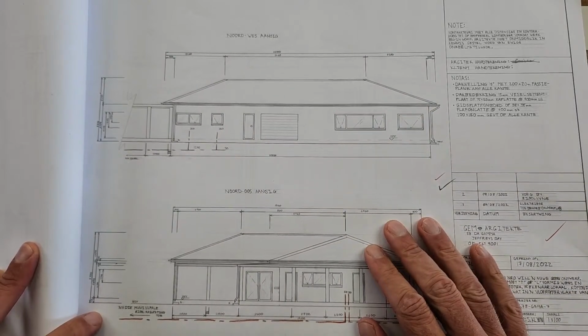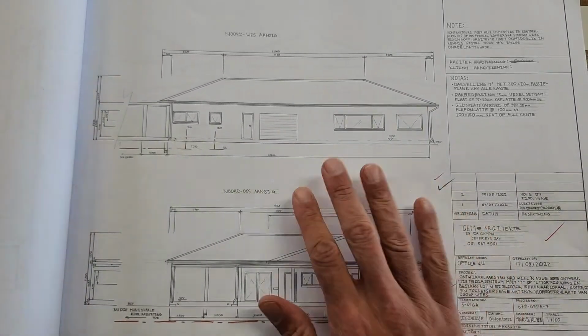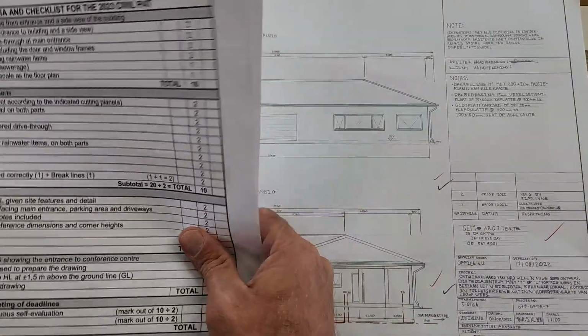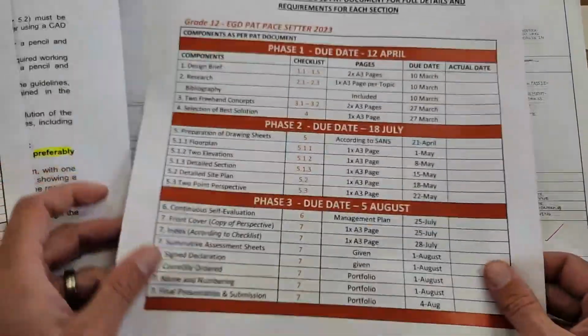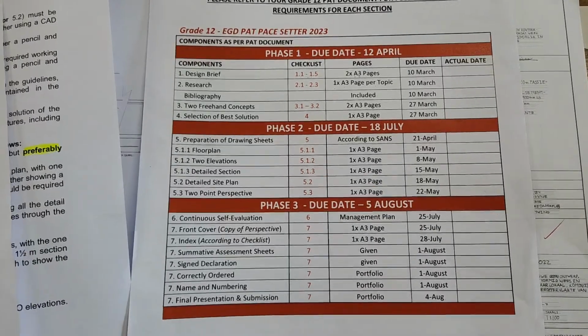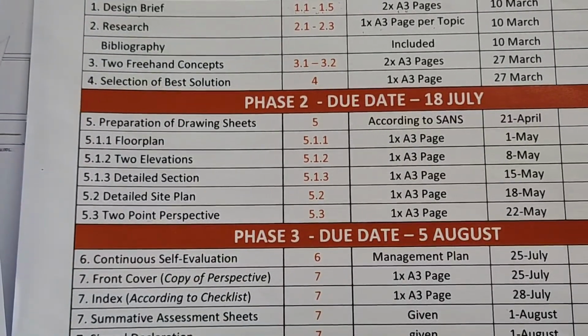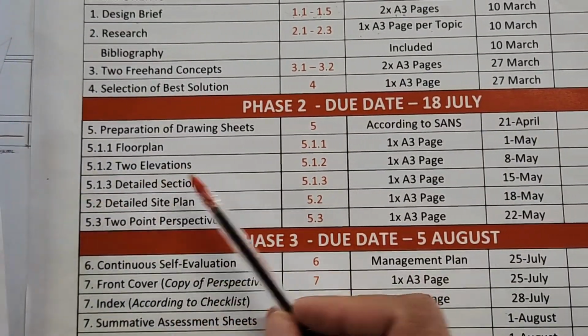Elevations that you need to draw up. Now, I'm going to talk you through the example here, but I'd like to start us off just by a reminder of where we are at on your actual pace setter. And you can follow this. It's available in the download section.